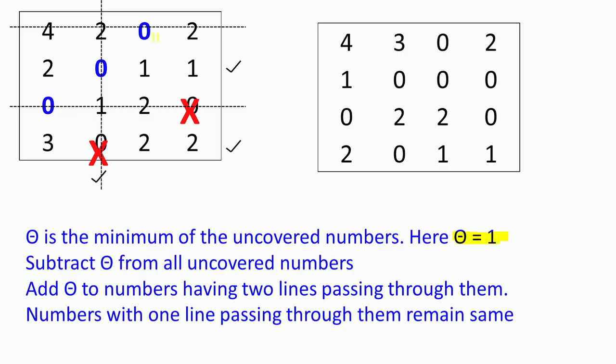So, 2 becomes 3, 0 remains as 0, 2 remains as 2. This 2 becomes 1 because there is no line passing through, 0 remains as 0, 1 becomes 0, 1 becomes 0. This third 0 remains as 0, 1 becomes 2, 2 remains as 2, 0 remains as 0, 3 becomes 2, 0 remains as 0, 2 becomes 1, and 2 becomes 1. Now, this is a new matrix that we have got from the previous matrix.